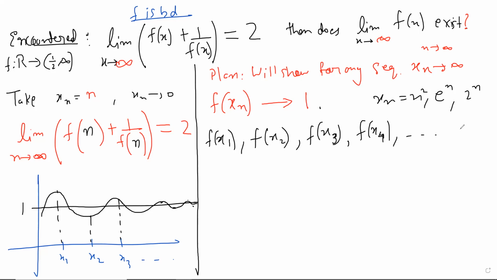This is the sequence. We want to show it goes to 1. It's a bounded sequence. f of x1, f of x2, this is the sequence, right? It could be f of 1 square, f of 2 square, f of 3 square.